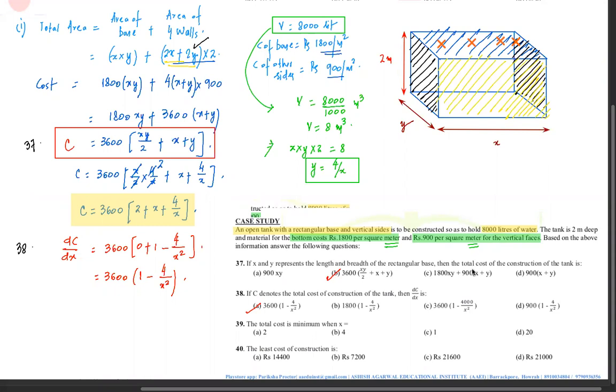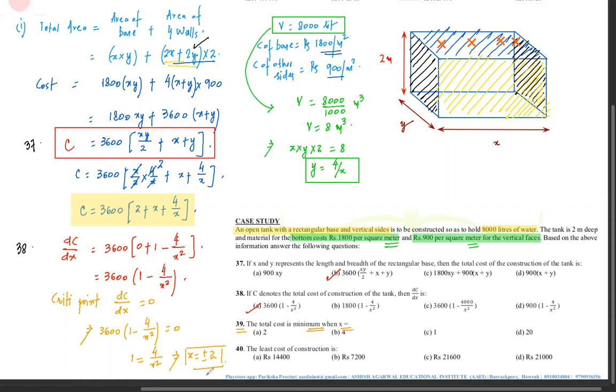Now, 39th question. They are asking us to find the total cost is minimum when x equal to, as in हमें critical point निकालना है. So we know for critical point we equate dc by dx with 0. So if we are doing the same thing, 3600 into 1 minus 4 by x square equal to 0, we are getting 1 equal to 4 by x square. Or from here we can say x is equal to plus minus 2.